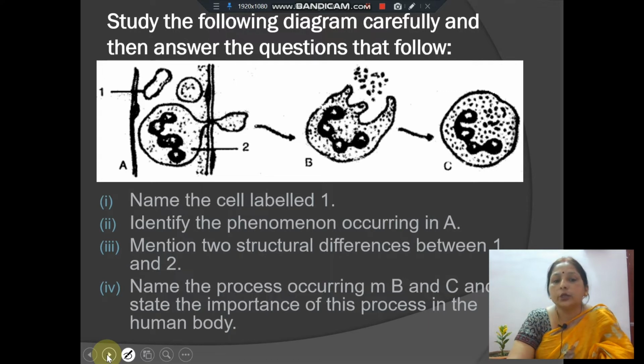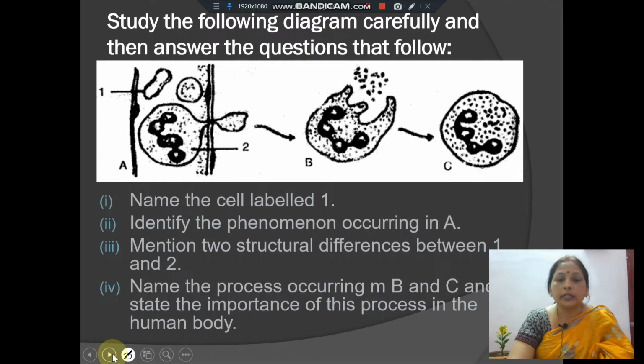1 is RBC, 2 is WBC. The structural difference is RBC is biconcave shaped, while WBC is amoeboid. RBC lack nuclei, WBC contains nuclei. And the third major difference is the presence of hemoglobin. RBC contains hemoglobin, which is absent in WBC.